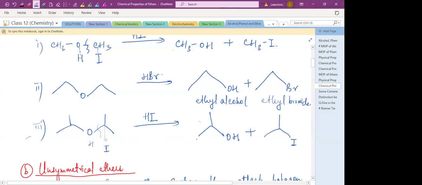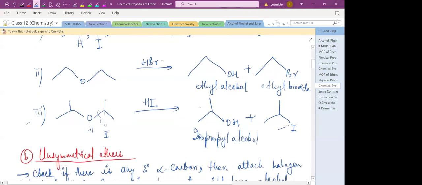So 1, 2, 1, 2, 3. In the iso group you combine and say 1, 2, 3 carbon. So it's a propyl. So isopropyl alcohol. So its name is isopropyl alcohol. And what is this, Aisha? Isopropyl iodide. Yes, isopropyl iodide. So the symmetrical one is very simple.